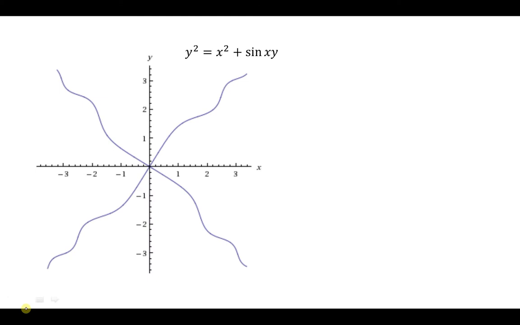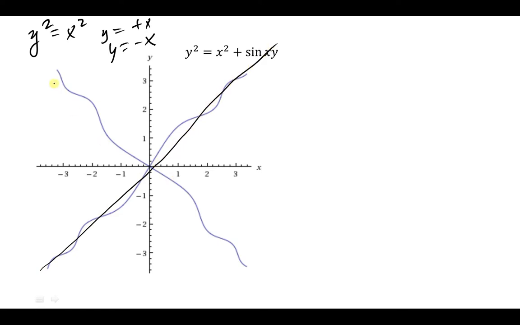Now on the next page, we have another implicit equation, y squared equals x squared plus sine of xy. Now, if we didn't have the sine of xy, we would just have y squared equals x squared, and we would have two equations, y equals plus x, y equals minus x. And then the graph would just be two straight lines intersecting one another.